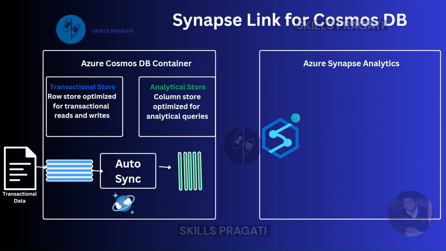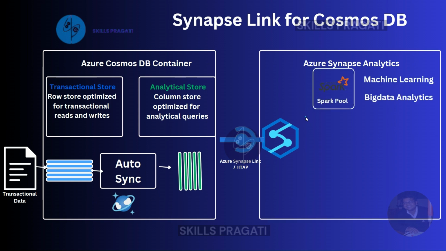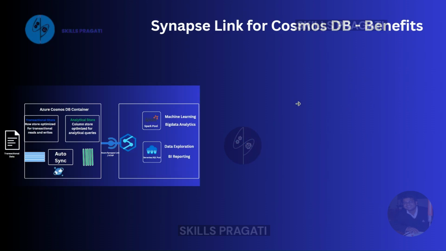We now need to access this data from Synapse. In order to do that, we need to create a linked service in Synapse to the Cosmos DB database. Via the linked service, we can either use the Spark pool or serverless SQL pool to interact with Cosmos DB. As you know by now, we can use Spark pool to do machine learning or big data analytics and use serverless pool to perform any data exploration and BI reporting. We can connect reporting tools such as Power BI to the serverless SQL pool too. So that's a quick summary of Synapse Link for Cosmos DB and how it fits into a data integration solution. Let's now go through the benefits of using Synapse Link for Cosmos DB.